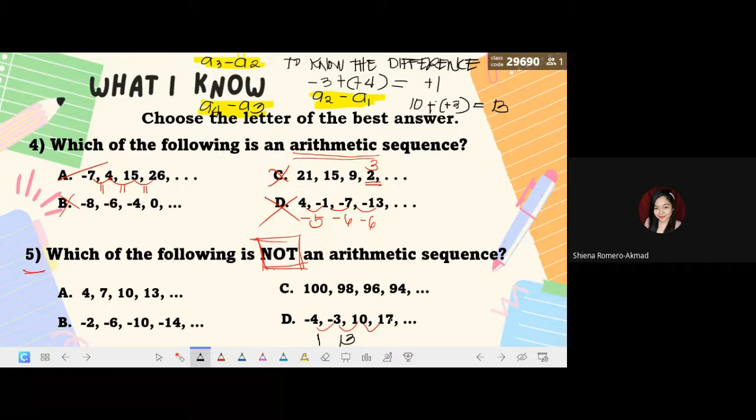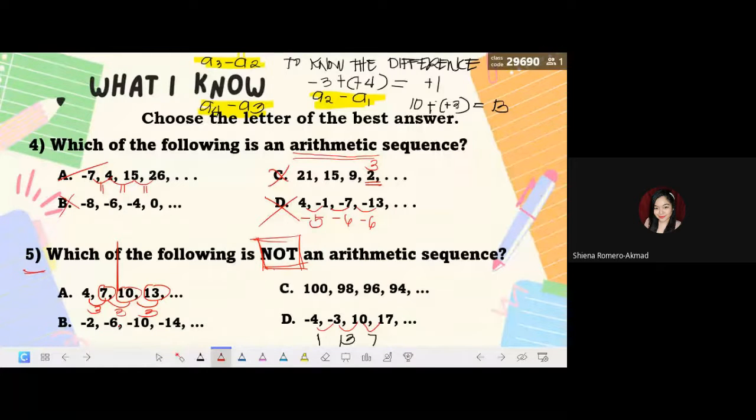Okay? And ito, alam nyo naman, 10 and 17, that's 7. So kapag medyo nahihirapan na kayo to find the difference, all you have to do is to subtract the previous term from the term that you have. So, ganito po lagi yon, okay? Itong term minus the previous, so that's 3. Itong term minus the previous, 3 also. This term minus the previous, 3.